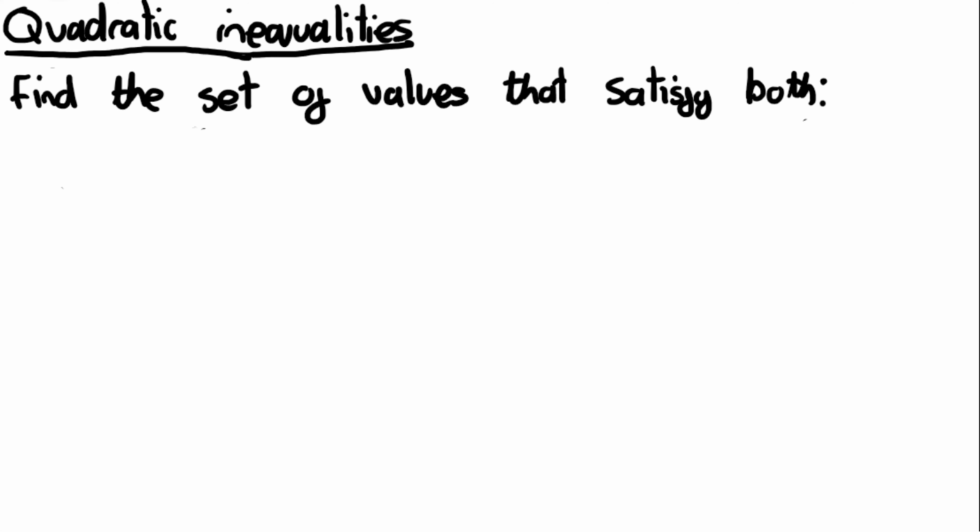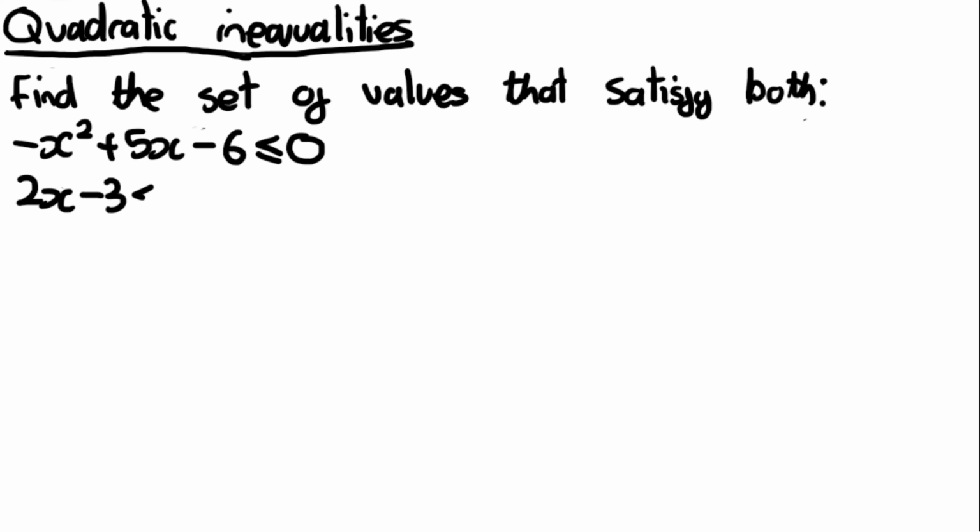So find the set of values that satisfy both minus x squared plus 5x minus 6 is less than or equal to 0, and 2x minus 3 is less than 11.